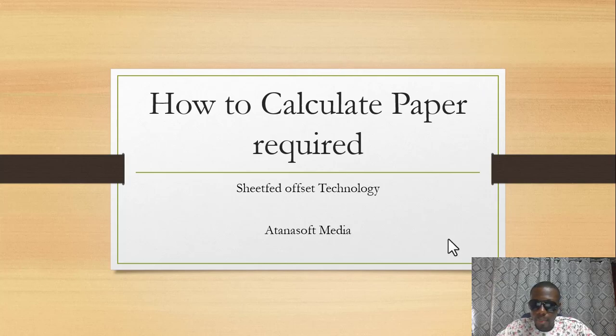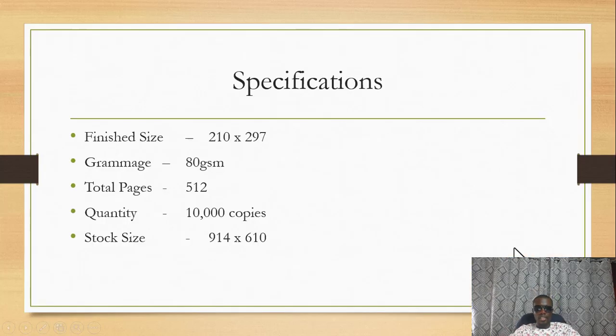So a customer came to us, and these were the specifications the customer gave. He said he wants to print a 512 page book, and the size is 210 by 297 portrait, which is A4, 80 grams, and the quantity is 10,000. What is the quantity of paper required?